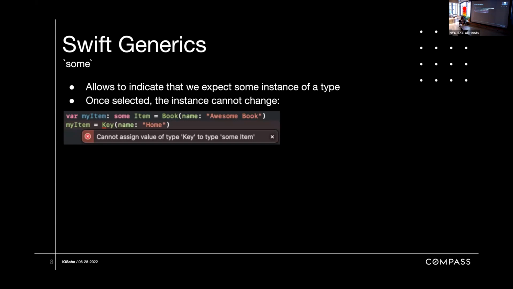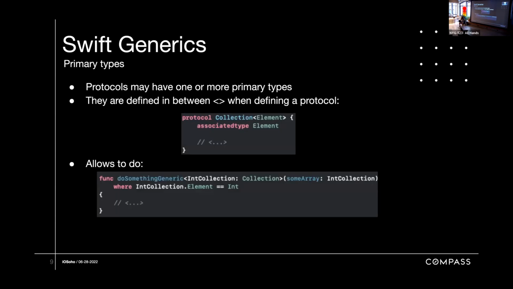First, some. It allows you to indicate that we expect an instance of a type. Given the example, my item: some Item equals a Book. At compile time, the compiler basically replaces some Item by Book, and it means that if you try to assign it something that's not a Book, it will complain and say you're not allowed to do that. Then you have primary types. Protocols may have one or more primary types. They are defined between angle brackets when defining a protocol.